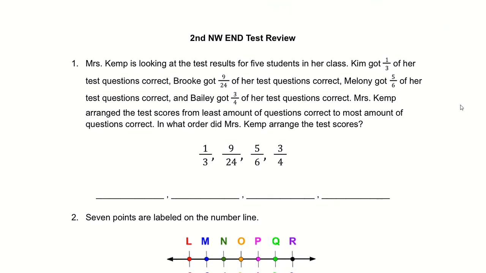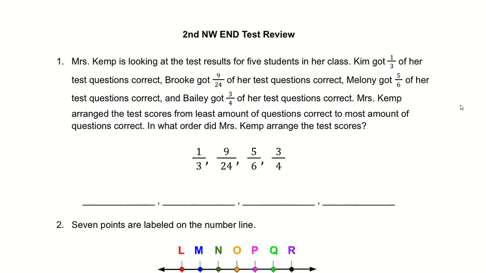So number 1 says, Mrs. Kemp is looking at the test results for 5 students in her class. Kim got 1/3 of her test questions correct. Brooke got 9/24 of her test questions correct. Melanie got 5/6 of her test questions correct. And Bailey got 3/4 of her test questions correct. Ms. Kemp arranged the test scores from least amount of questions correct to most amount. In what order did Ms. Kemp arrange the test scores?